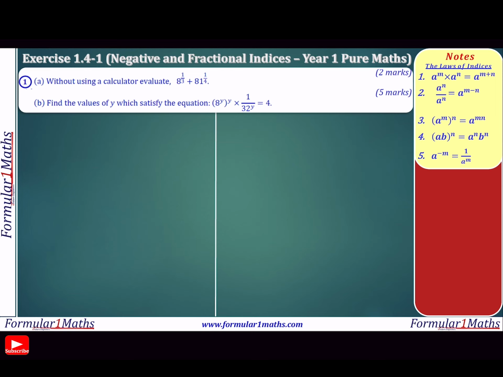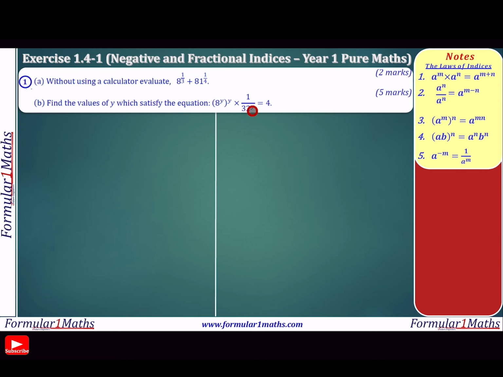Exercise 1.41 is a set of 3 questions on negative and fractional indices for A-level Pure Maths Year 1. Question 1. A. Without using a calculator, evaluate 8 to the power 1/3 plus 81 raised to the power a quarter. B. Find the values of y which satisfy the equation 8 to the power y, all of that raised to the power y, times 1/32 raised to the power y equals 4.